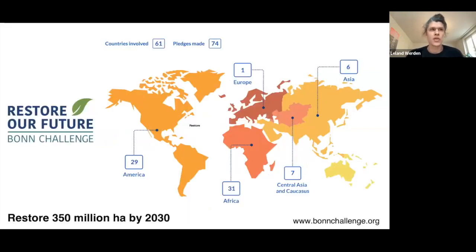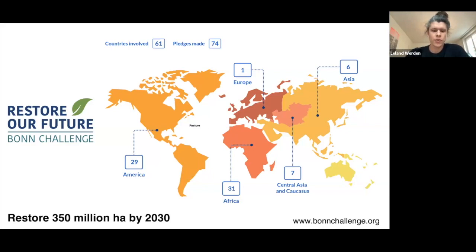But because we do need to do this restoration, we have some incredible initiatives, such as the Bonn Challenge, where organizations and governments around the world have pledged to restore 350 million hectares by 2030. And in order to do this, we need all of the ecological and social knowledge that we possibly can to make sure that we're doing socially and ecologically responsible restoration.